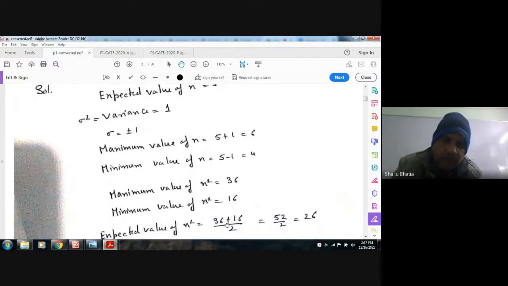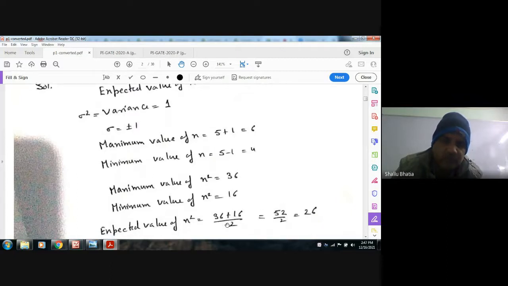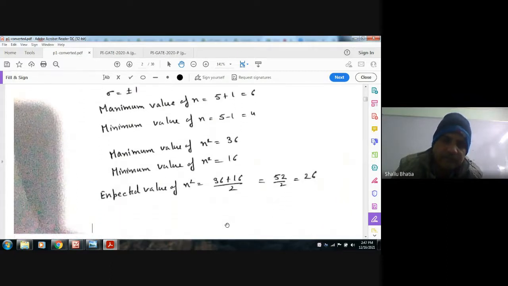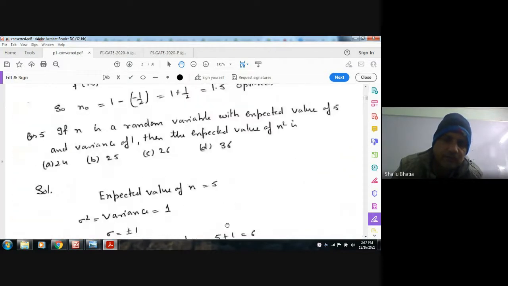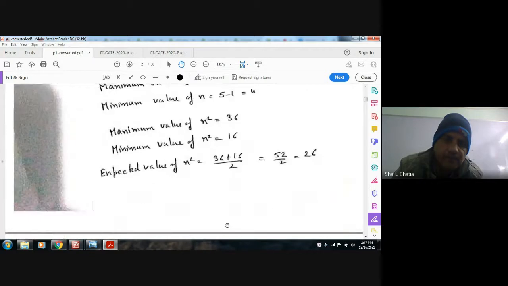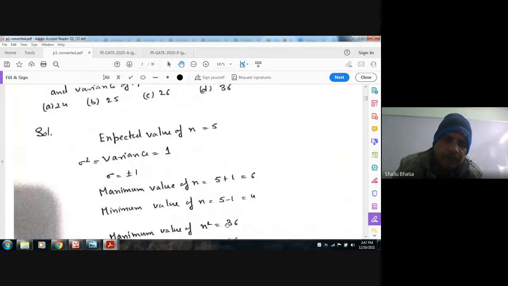So the maximum value of x square is 36, and the minimum value of x square is 16. So expected value of x square is (36 plus 16) by 2, that is 26. So answer is C.